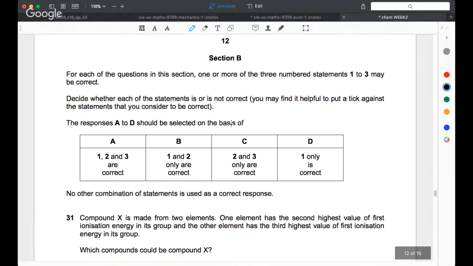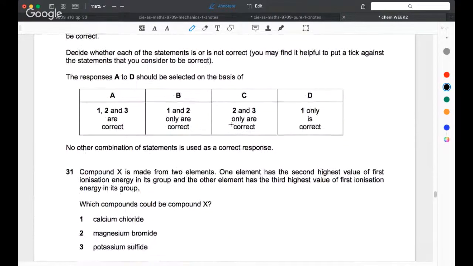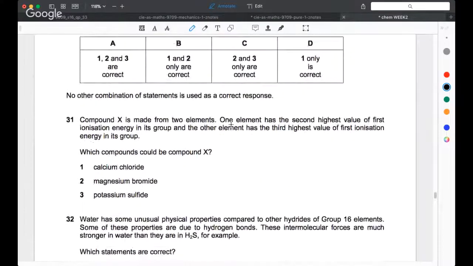Question 31. Okay, this is just how to select answers. Small compound.